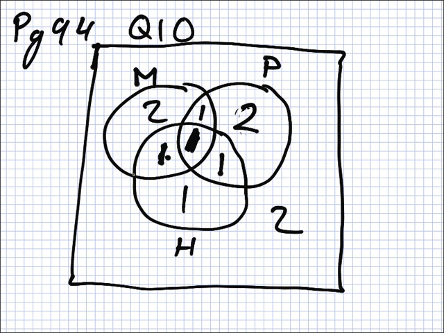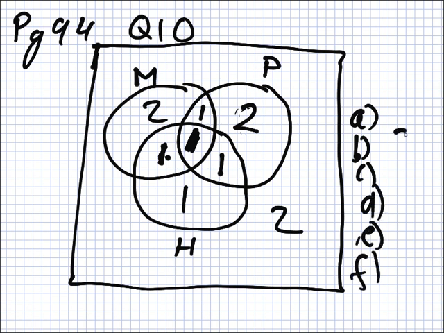So the answer, actually there's a typo here. The answers for A, B, C, D, E, and F. B should have been 2, and D should have been 2. If you want to correct that. Those answers for B and D should be 2, not 1.